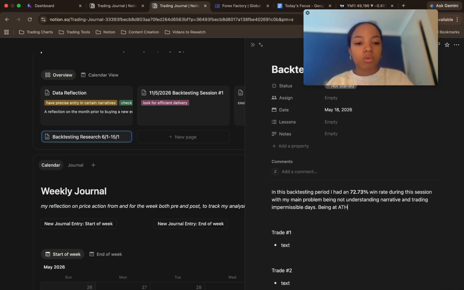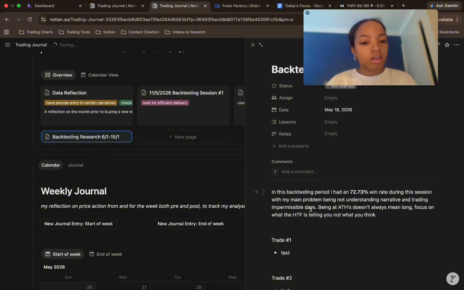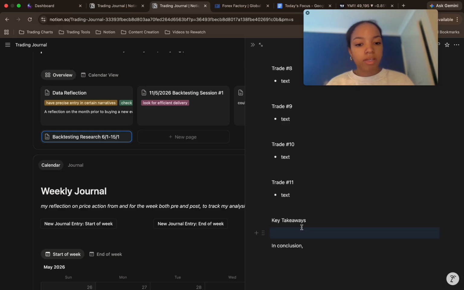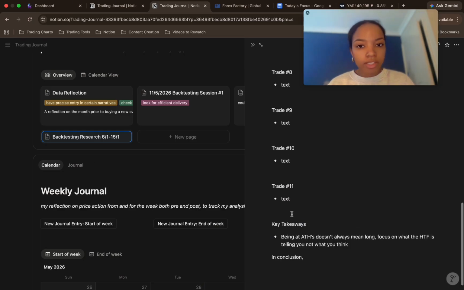Being at all-time highs doesn't always mean long. Focus on what the time frame is telling you, not what you think. I'm going to take this whole thing and put it into the key takeaway section, because I feel like that's obviously key.